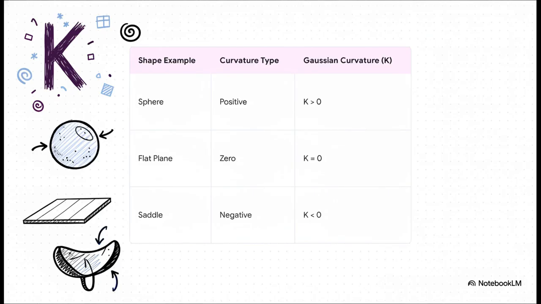That has positive curvature. Then you've got a totally flat plane, which, no surprise, has zero curvature. But then there's this really interesting case, a shape like a saddle. It curves up along the horse's spine, but curves down where your legs would go. That's the classic example of negative curvature. This one number, K, tells us the entire story of the shape at that specific point.